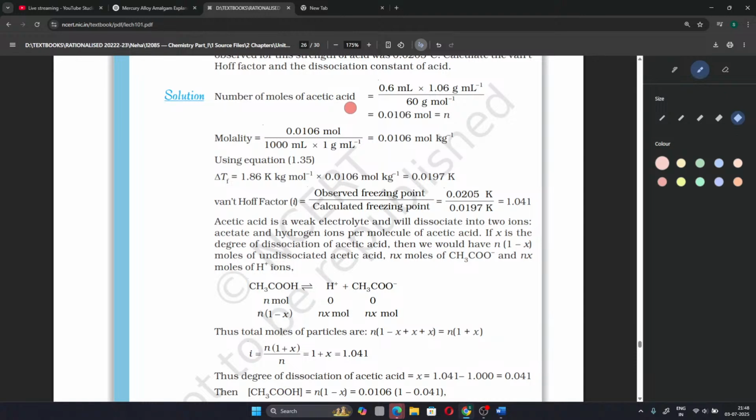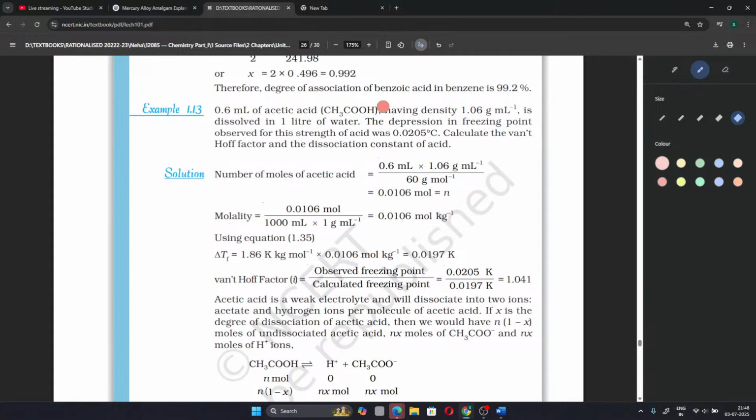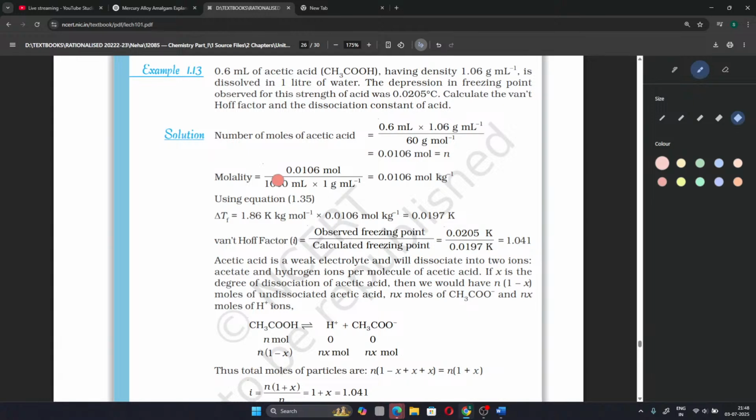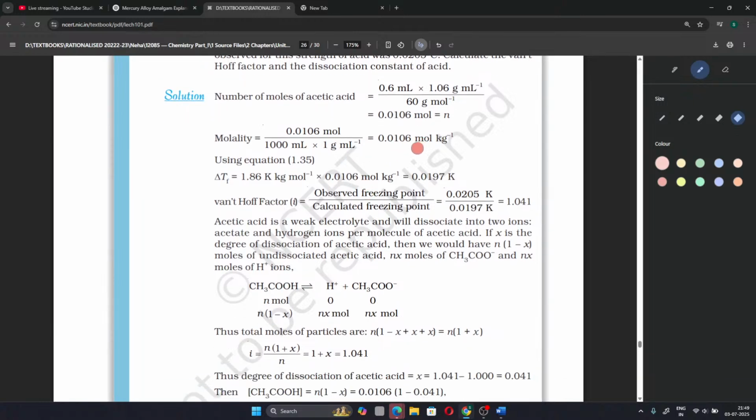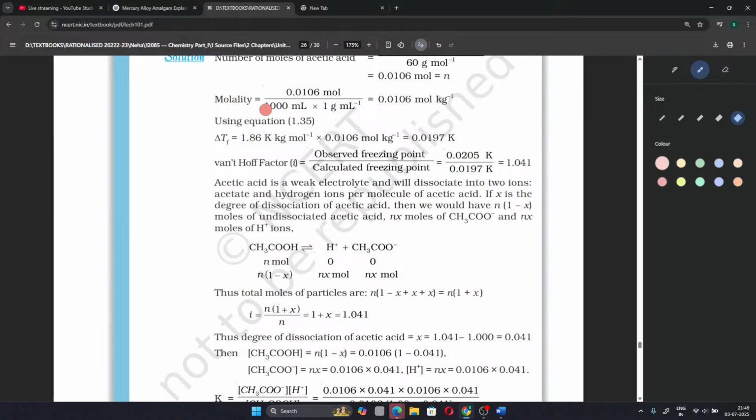Number of moles of acetic acid, which we will find by multiplying the density times the given volume and dividing by the molecular mass, will be around 0.0106 mole, or 0.01 mole. Molarity equals 0.0106 by the 1000 ml solution. Molarity should be around 0.0106, exactly the same, because it is for a 1 liter solution.